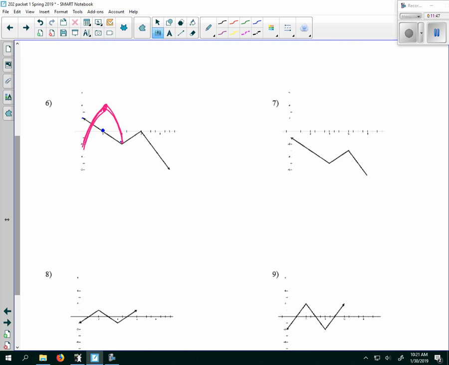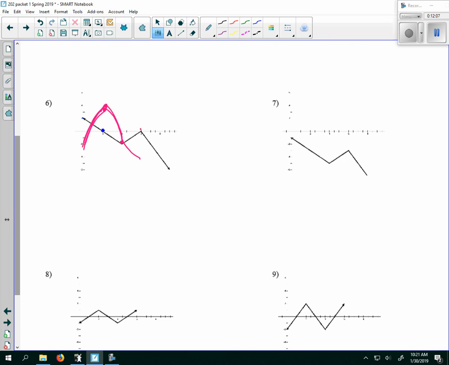Okay, this spot right here, f prime switches from decreasing to increasing, so it switches from concave down to concave up, but we're still below the x-axis, which means it's still decreasing. So it's still decreasing, but it's concave up.